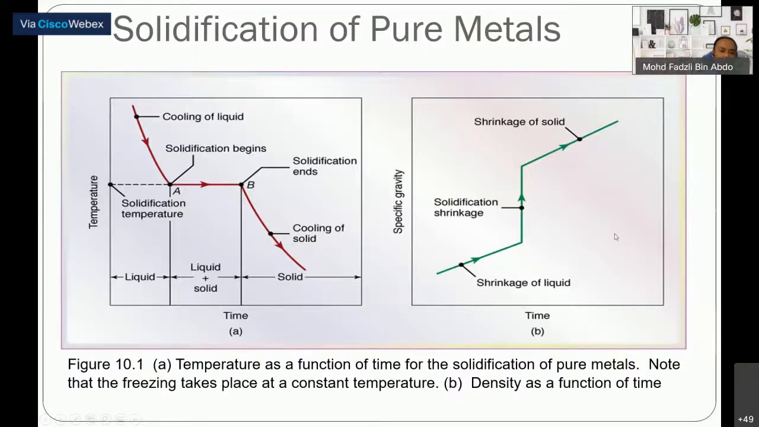Okay. And then it's vice versa for the specific gravity. Specific gravity, bila kita sebut specific tu maksudnya kita bahagikan dengan density. Okay. So kalau kita tengok kat sini, this is the shrinkage of the liquid by time. So yang ni, by time ni, bila time fix ni, dia punya specific gravity makin tinggi lah. So yang ni dia shrinkage of the solid. Okay.